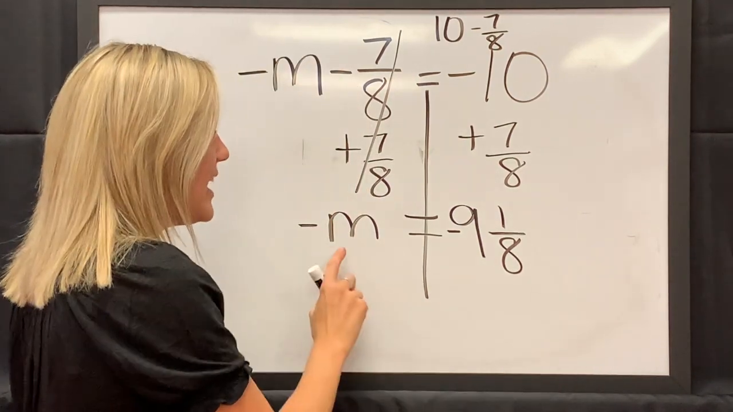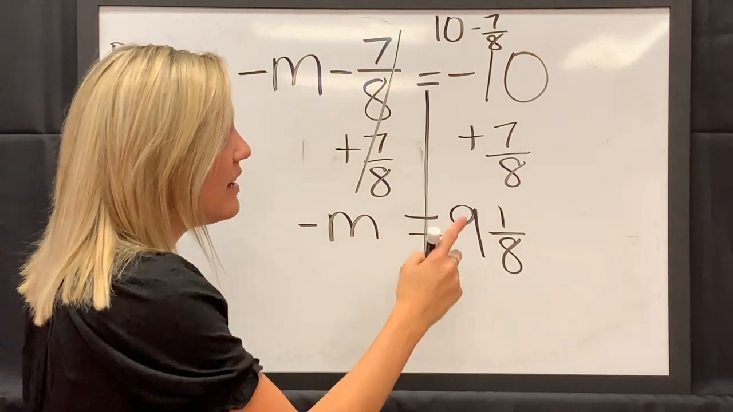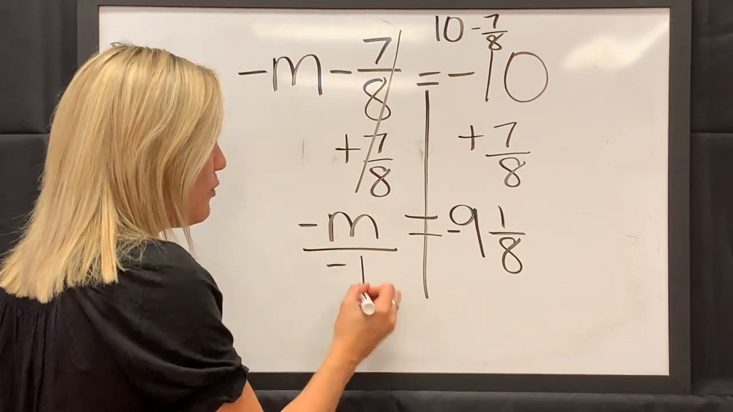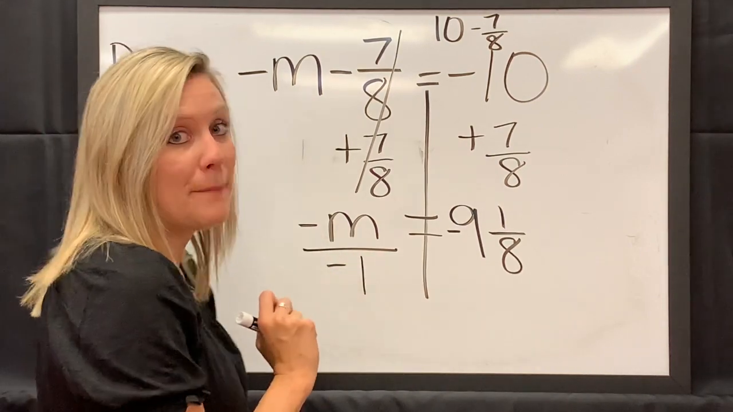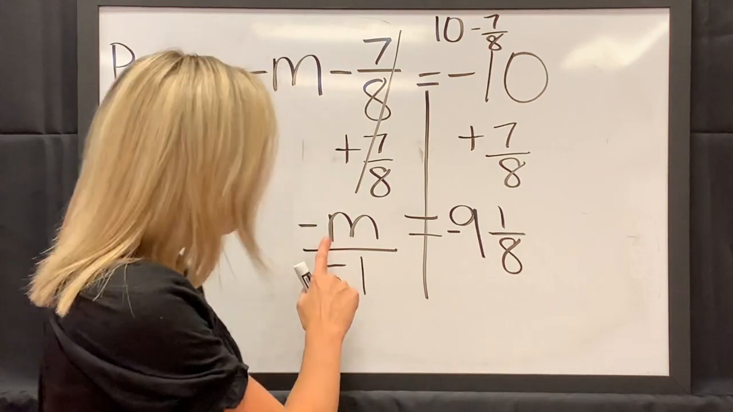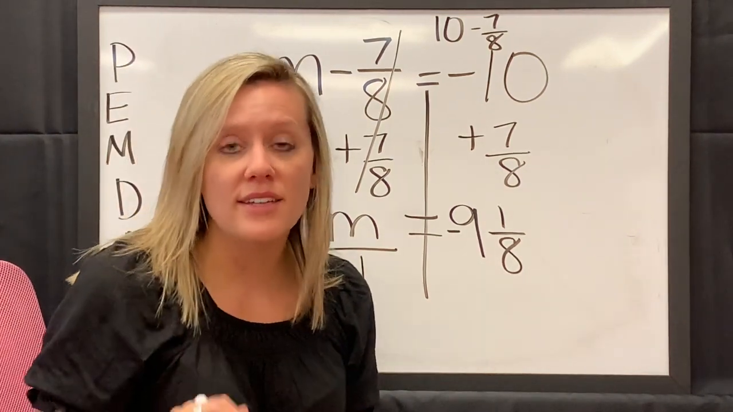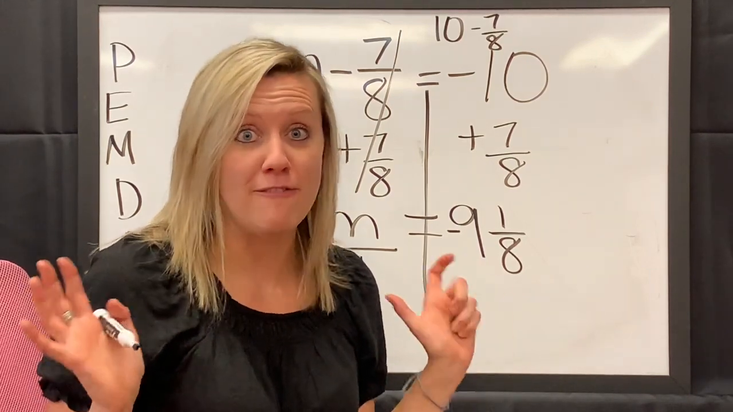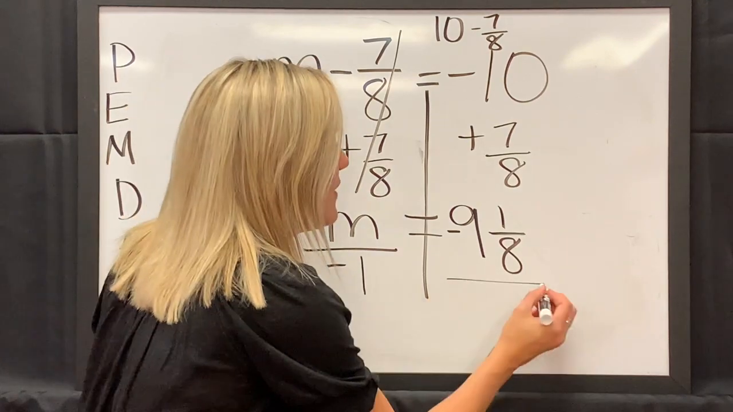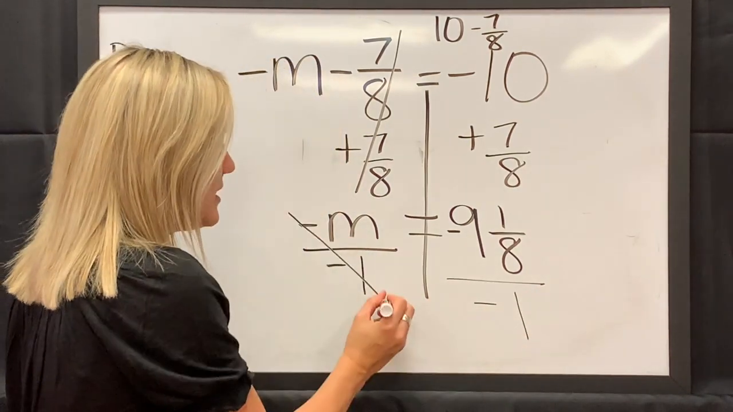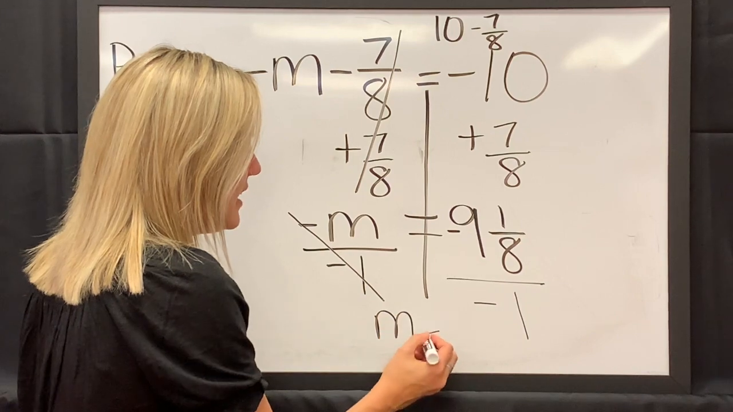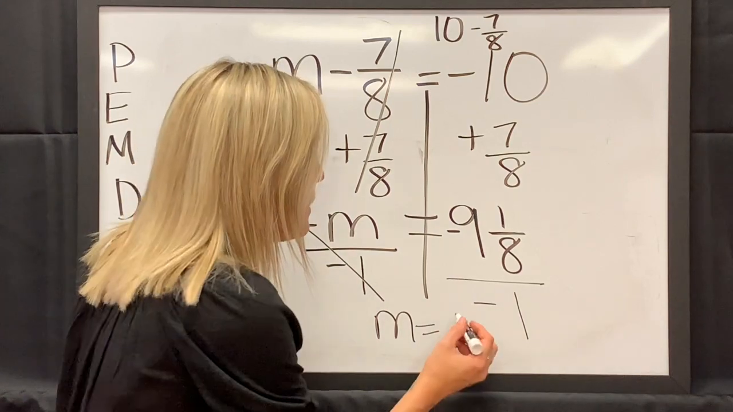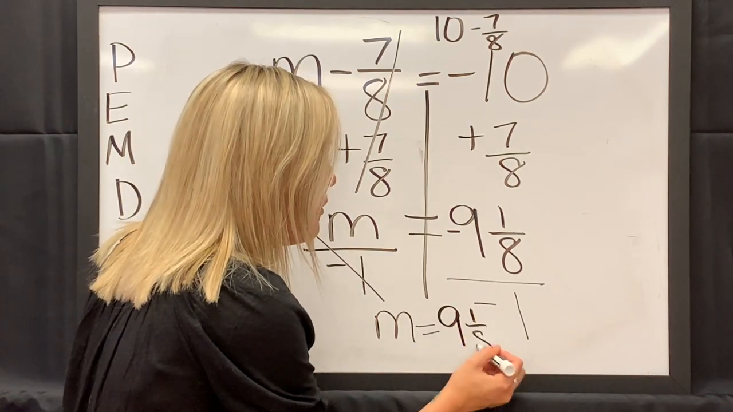So now I'm almost done. Negative m is equal to -9 1/8. And I am just gonna divide by -1 because this is being multiplied by -1. Whenever there's a -1, we don't always write the 1. Sometimes we just write the negative sign, and you just have to know that there's an invisible 1 out there. Okay, so I'm gonna divide both by a -1. Cancel, and then I will have m equals, and -9 1/8 divided by -1 is gonna give me +9 1/8.